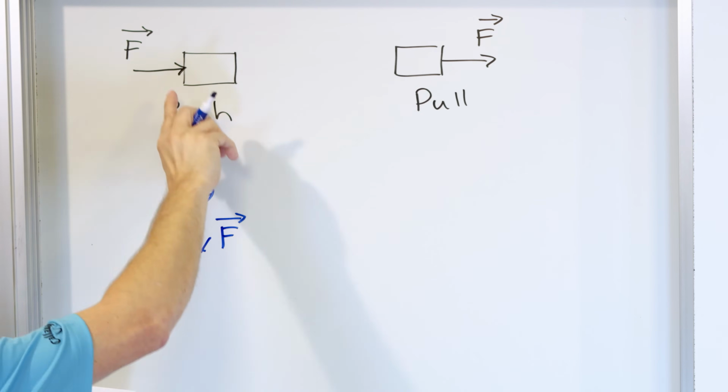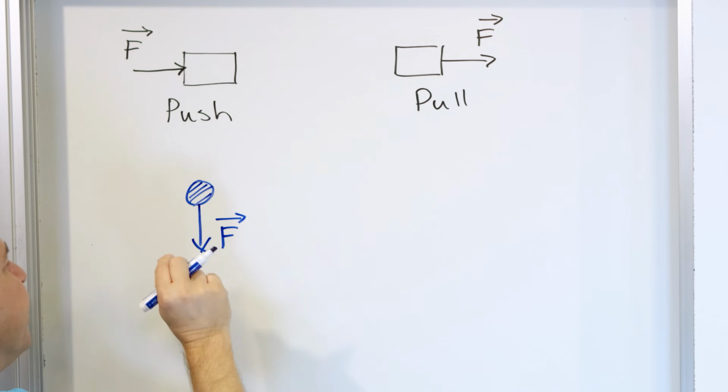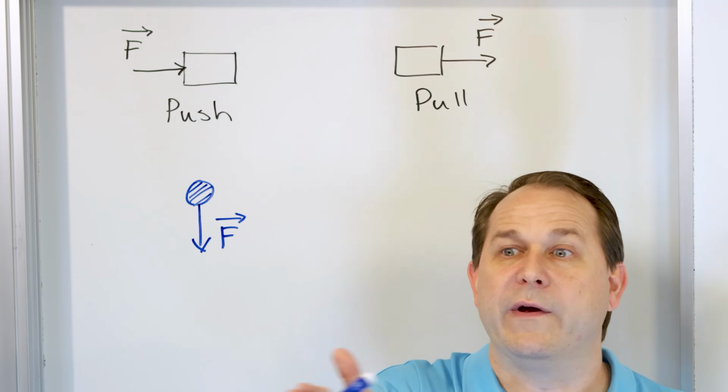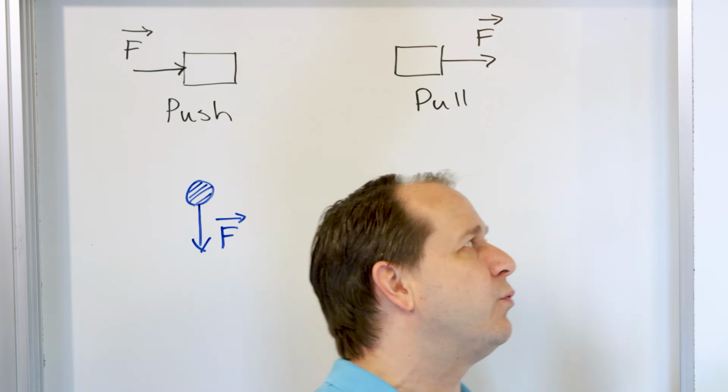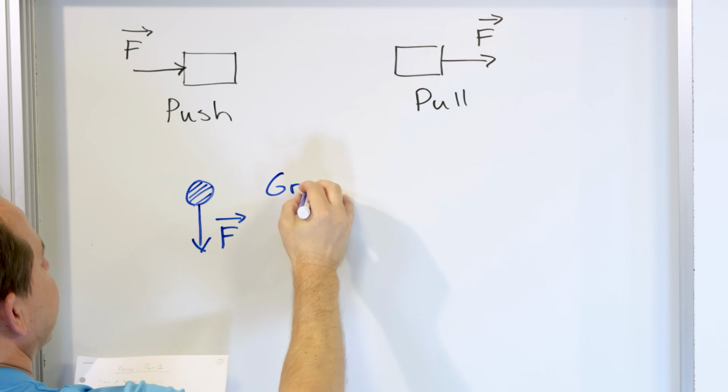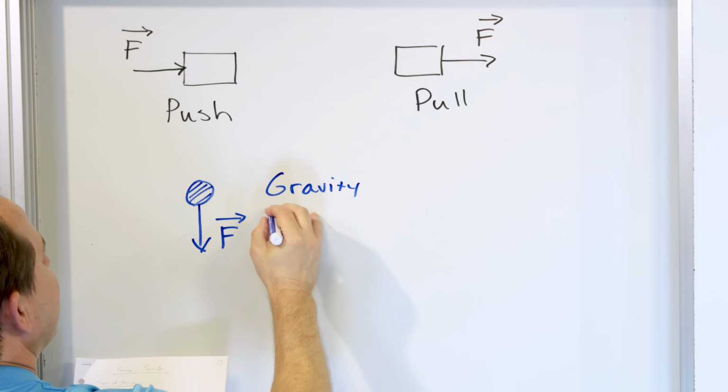Notice I'm putting an arrow on top of every force because a force is a vector. It has a magnitude, a strength, along with some direction, and gravity acts downward. So this is called gravity force or gravitational force. So you can call it gravity force.